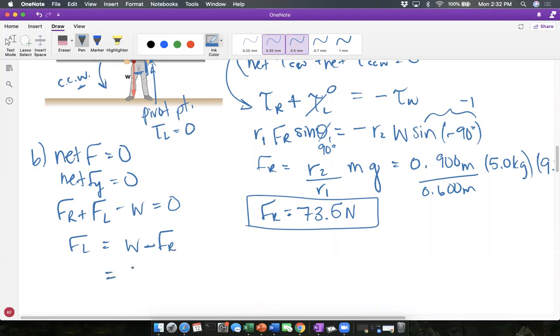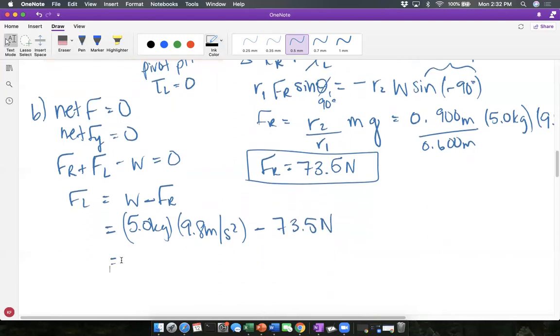And we can plug these things in. So our mass is 5 kilograms times our gravity is 9.8 minus F R, which we just solved for. Okay, so let me go ahead and plug that into my calculator. So this minus 73.5.